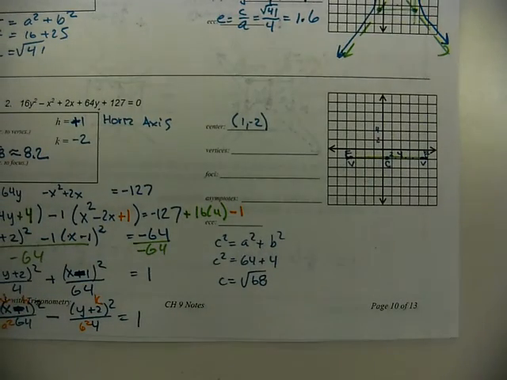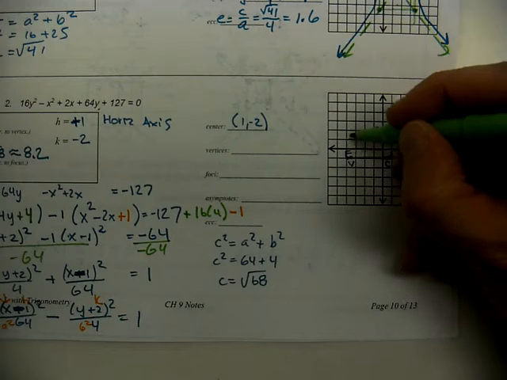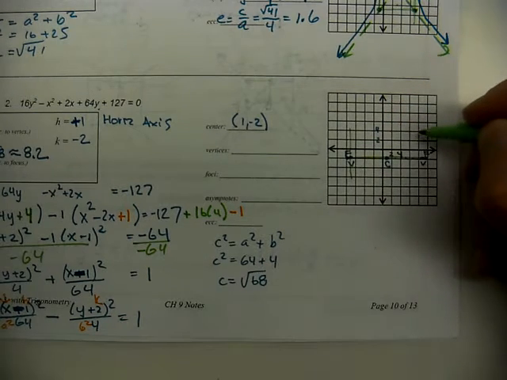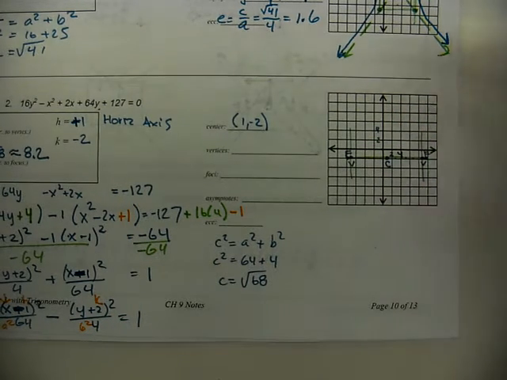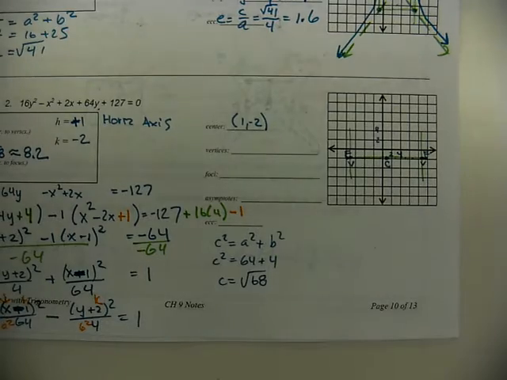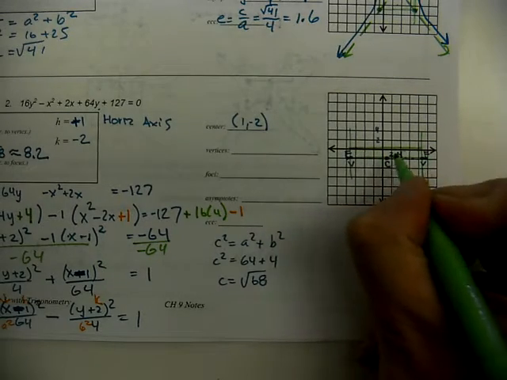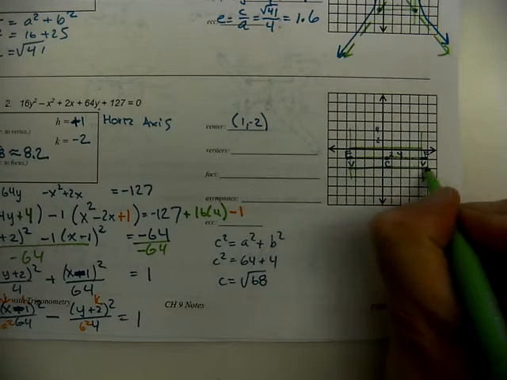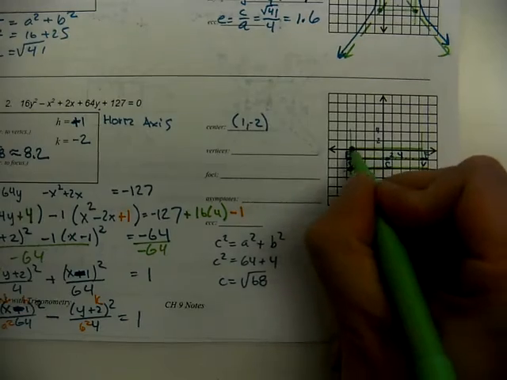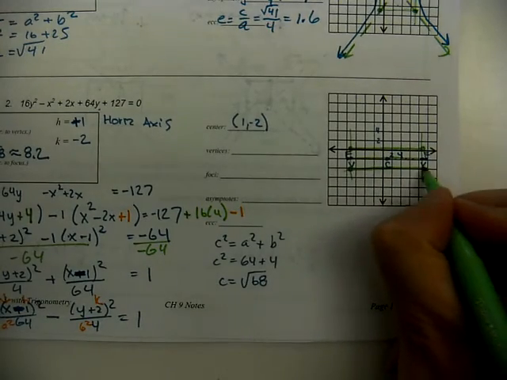So that means we have this box set up by the vertices, so we have the left and the right edge. Now we want to find the height of the box, and that's going to be found by using the value b. So from the center, 2 units above and 2 units below makes for a very narrow box, and there are the 4 corners.